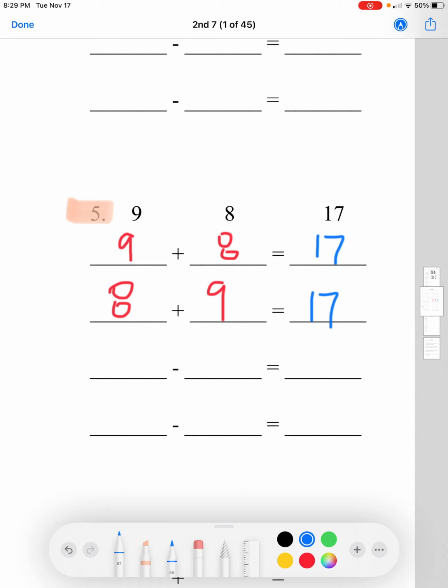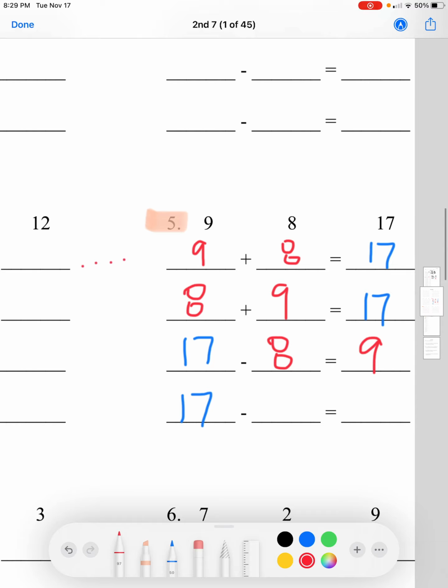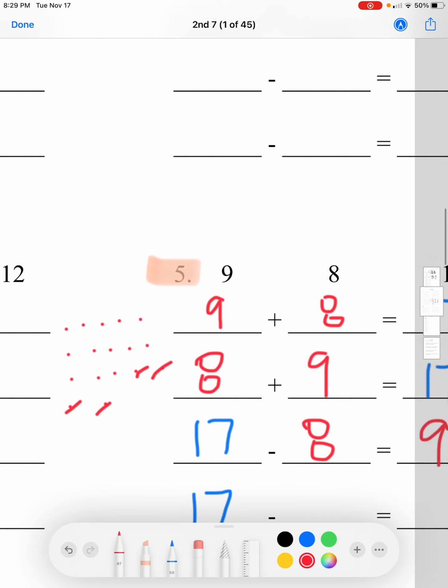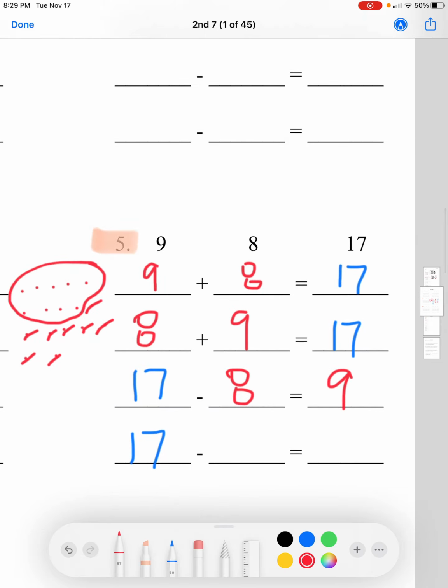Now to do subtraction, we're going to take this sum, which is 17, and bring it right here. So we'll put 17 here and 17 here. We're going to use the remaining numbers, which is 9 and 8, to fill in the rest of these blanks. So you can do any order. We'll do 17 minus 8, which equals 9. You have 1, 2, 3, 4, 5, 6, 7, 8, 9, 10, 11, 12, 13, 14, 15, 16, 17. If you cross out 8 of them, 1, 2, 3, 4, 5, 6, 7, 8. Count this up. This is 9. So 17 minus 8 equals 9. If you do it the other way, 17 minus 9, that equals 8.